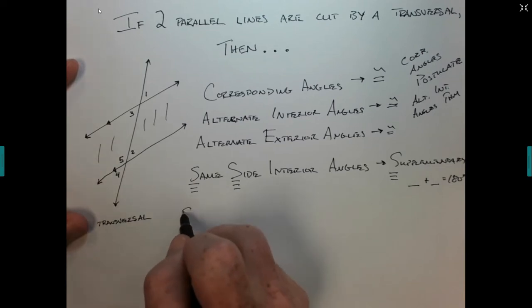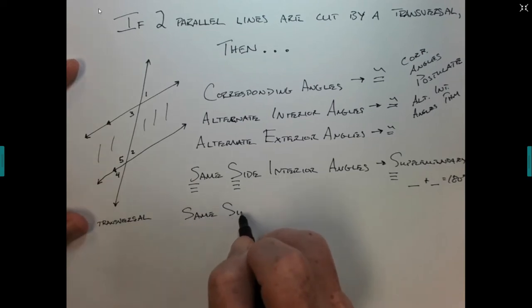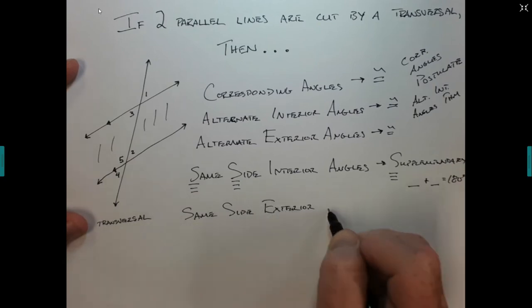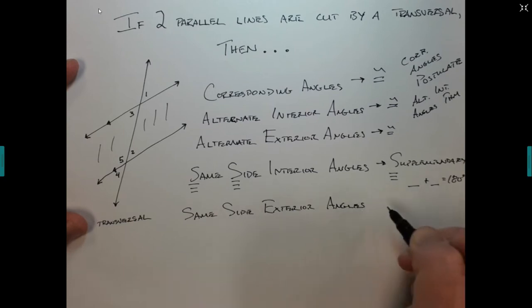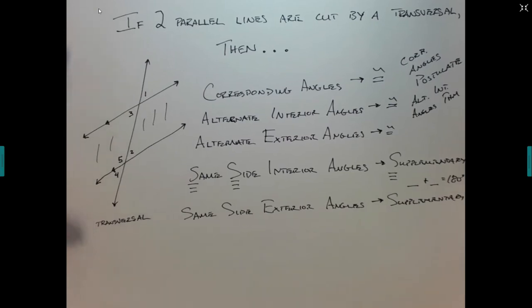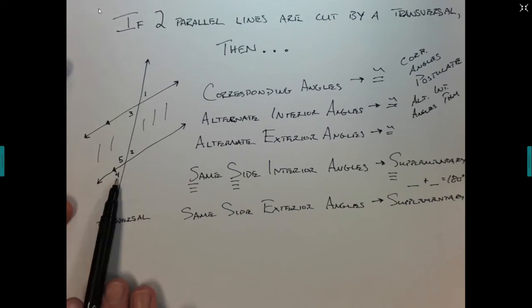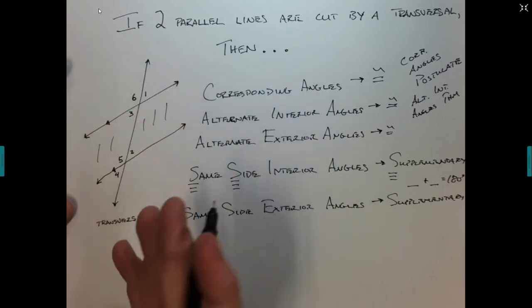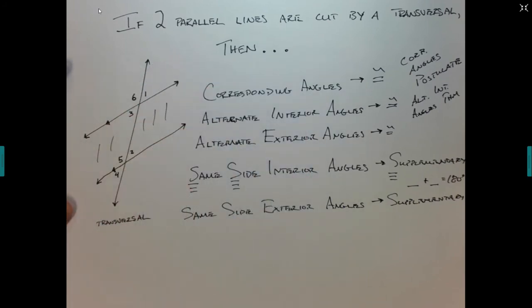We also had same side exterior angles that are also going to be supplementary. So an example of same side exterior angles, angle 4 here is on the outside, and I can put an angle 6 up here that would be on the same side of the transversal and on the exterior. What's that?